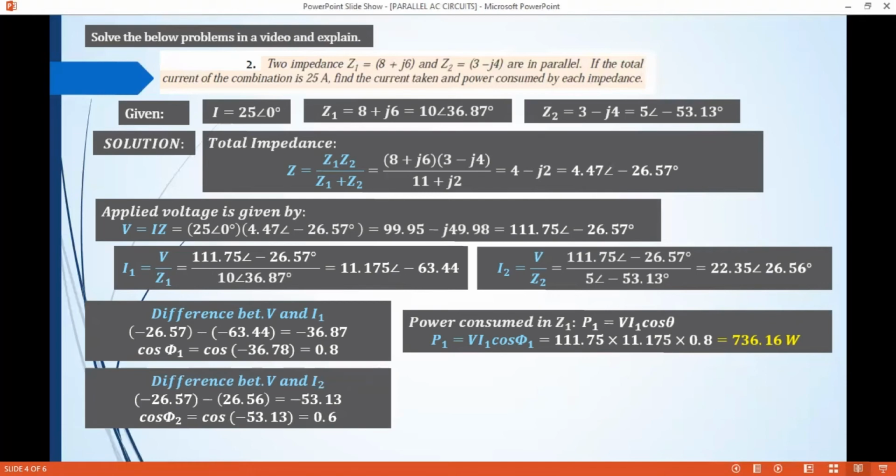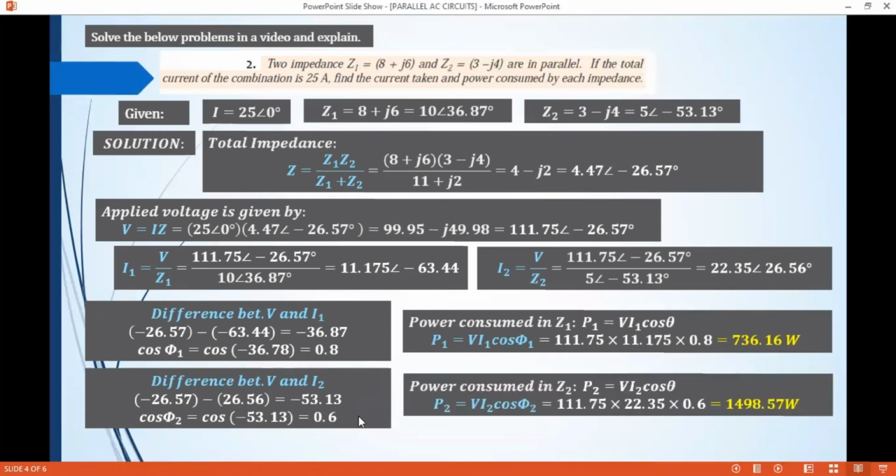Next is the same process. Find the phase difference between the V and the I2. So I2 here. So negative 26.57 minus 26.56 is equal to negative 53.13. Then cosine phi 2 is equal to cosine negative 53.13. So we have 0.6.